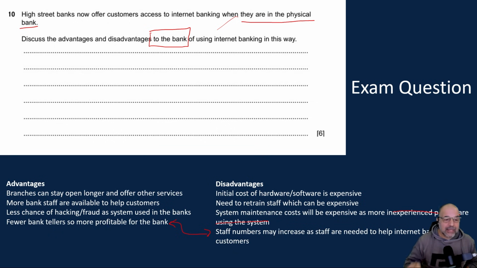So fewer bank tellers are needed because you've got more people using internet banking, so you can have fewer tellers. But you may have an increase of staff in general because if you've got, let's say, 2-3 bank tellers helping people one-to-one, you may also need 2 or 3 extra people to help customers with the internet banking. So as long as you explain the reasoning for your answer, both of these are valid points.